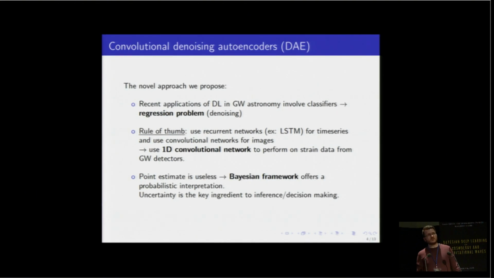So, the novel approach we propose, roughly. The recent applications of deep learning involve classifiers. We opted for addressing the regression problem, more specifically denoising. A rule of thumb that exists in the community is that when you have time series, you treat them with recurrent networks, and you use convolutional networks for images. Well, it actually is not justified here, from the talks I've seen. Here we're using a 1D convolutional network on the time series given by the instruments. And again, you're all convinced about these points: a point estimate is useless, and we need Bayesian inference on top of classical deep learning.